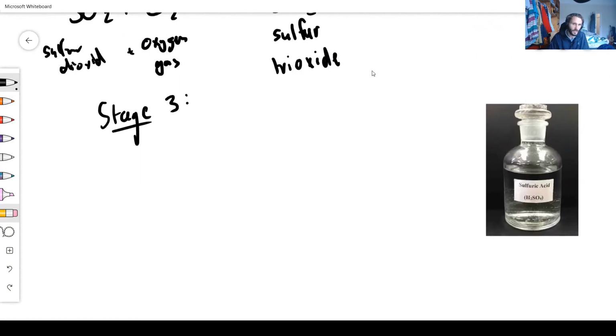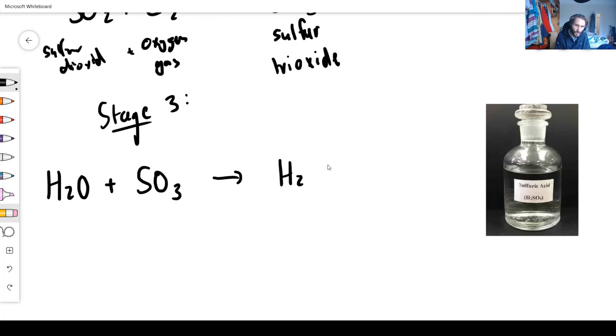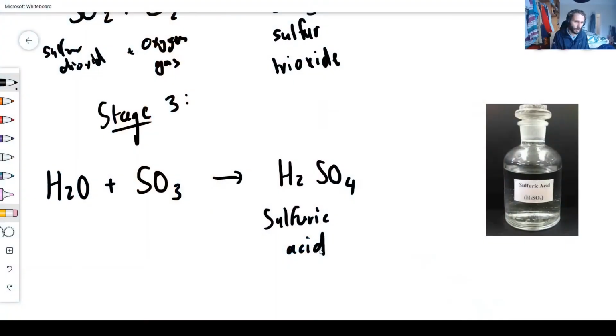Then stage 3, you take sulfur trioxide and you combine it with water, and what you will form is H2SO4, which is sulfuric acid. Now, of course, this is a very simplified version because this is junior high. When you get into international GCSE, we'll go into a little bit more of the nitty-gritty of this. But for now, just understand the process in its simple form. So we have water, we have sulfur trioxide, and we are making sulfuric acid. It's as simple as that. That's all you really have to know.